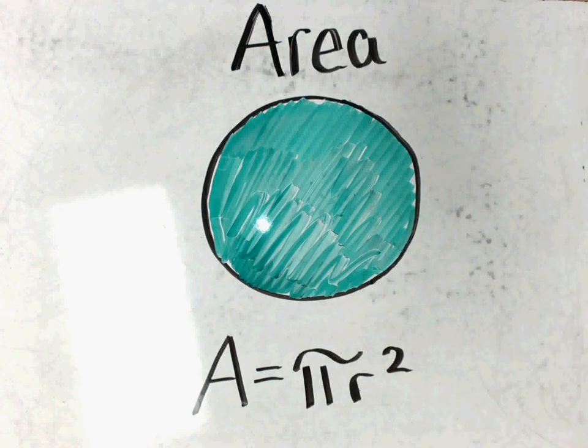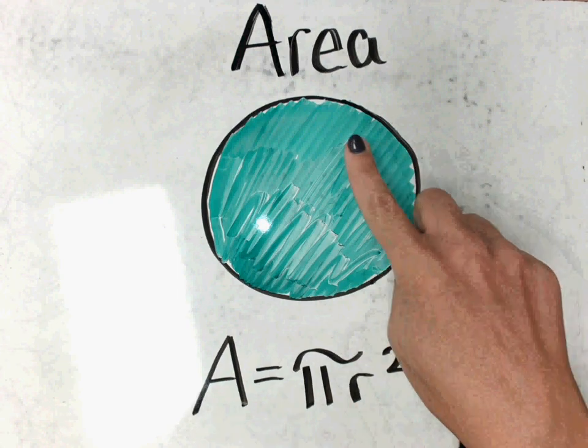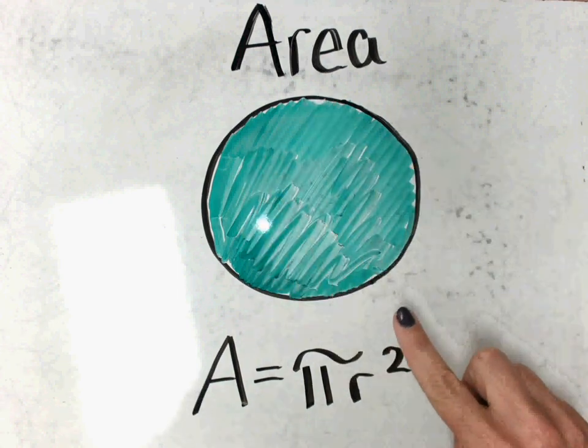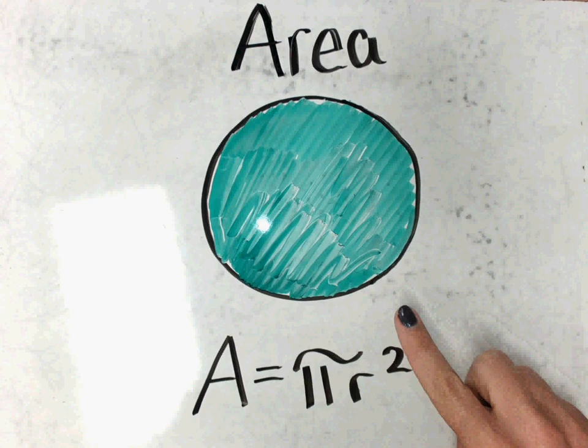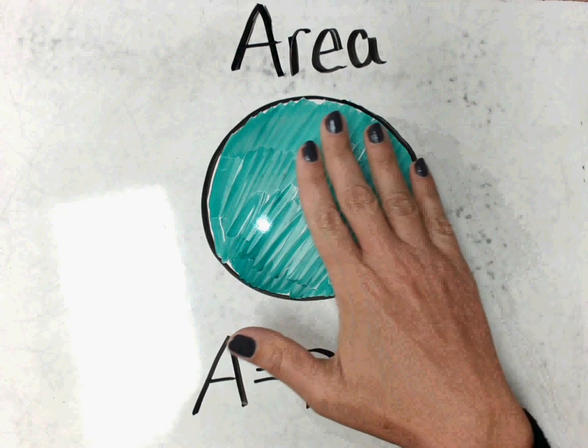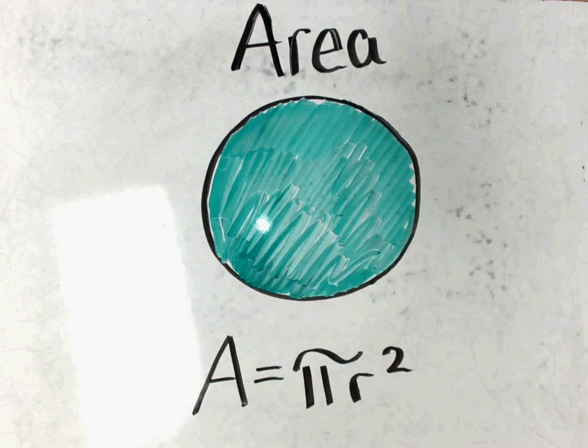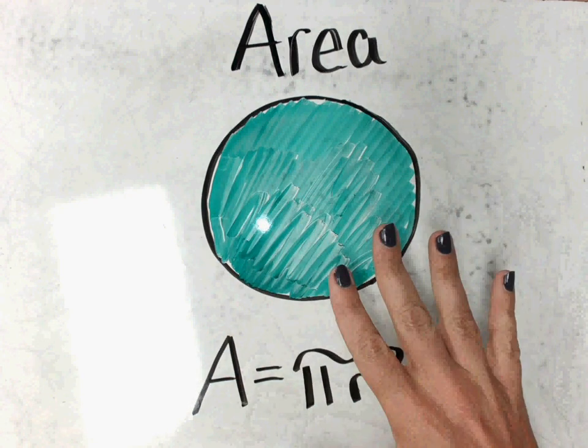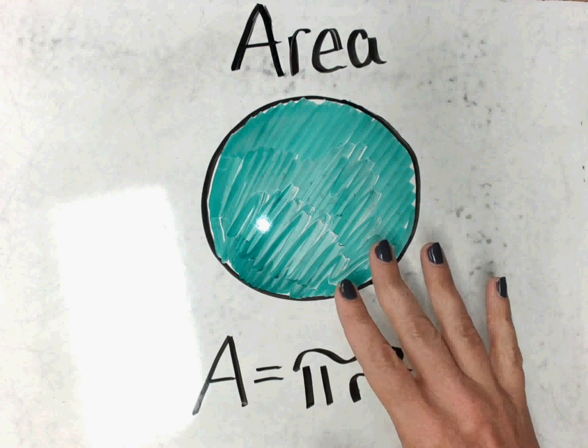To find the area of a circle, first we need to know what the area of a circle is. Well, the area of the circle is all this green part of the circle. It's all the surface that a circle covers. Okay, so we're trying to find what is that green? How much space is that particular circle taking up?